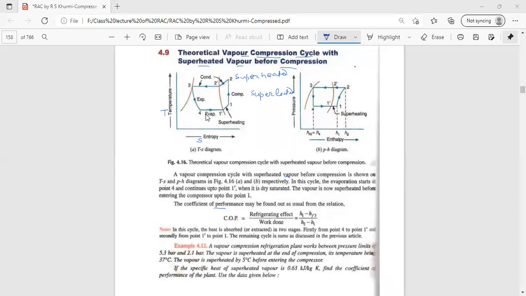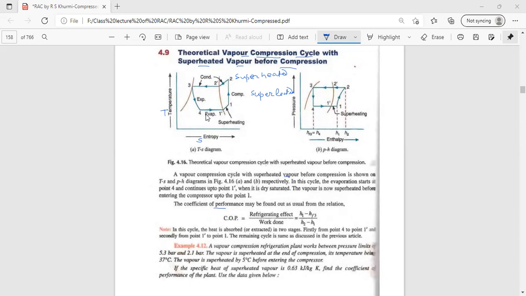From 4 to 1 dash, the refrigerant is in a wet stage, mixed with liquid as well as vaporized refrigerant, and heat is absorbed. When it is superheated and totally vaporized, from 1 dash to 1, heat is also absorbed there. So the COP will be accordingly, because the work done will be the same, H2 minus H1. The enthalpy at point 4 is equal to the enthalpy at point 3. So here the refrigerating effect is comparatively more, so the COP is supposed to be more.